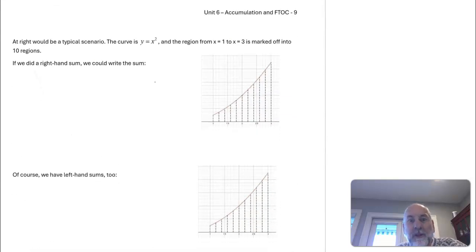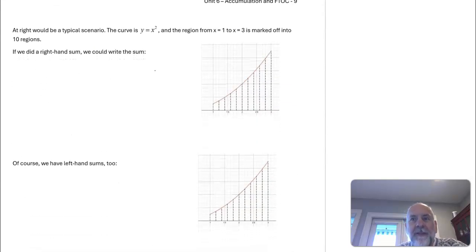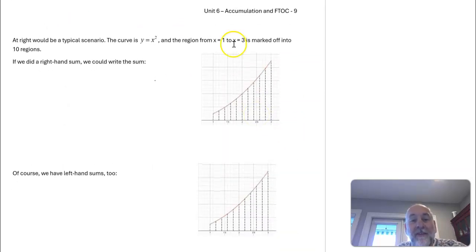Okay, again, I'm trying to do a really short version of this so people have enough that they can get started with the homework and not have to do too much over the weekend. We would have done this in class. The plan was that here's a typical scenario, and it's y equals x squared again from 1 to 3.